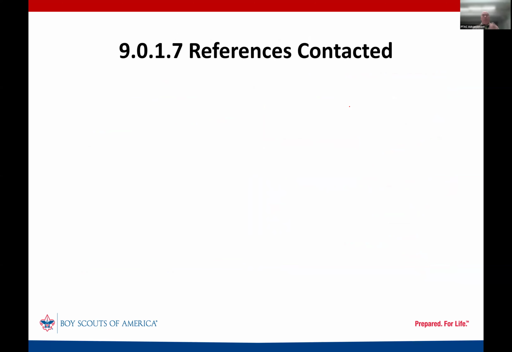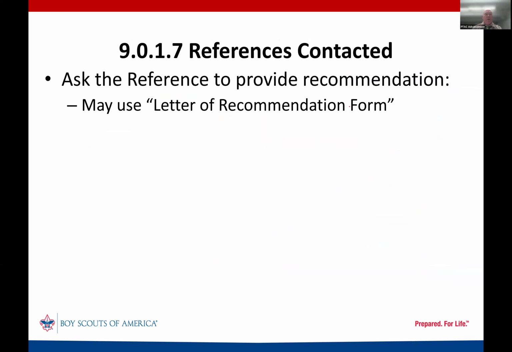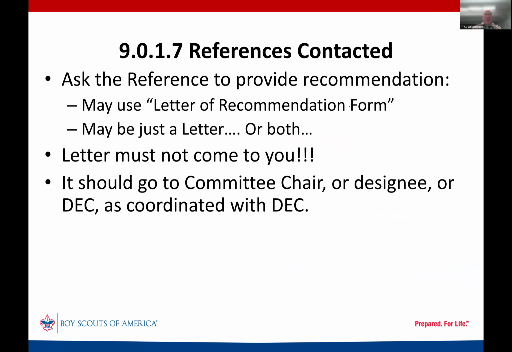Now, a couple other things to mention: the scout is supposed to contact these references, so you go and ask them. They can use the letter of recommendation form, or the person can write a letter, etc. The letter does not go back to the scout. It should go back to somebody else who's already been identified. This could be the committee chair, some designee in the troop, somebody else, or sometimes even the District Eagle coordinator, or someone coordinating with the District Eagle coordinator. A number of different people could receive this. It's somebody who is going to make sure that those letters get to the Board of Review.